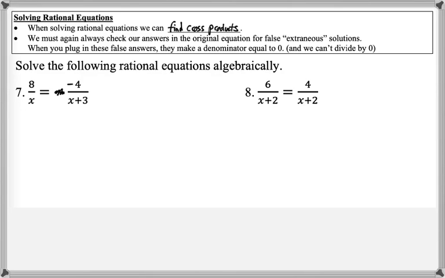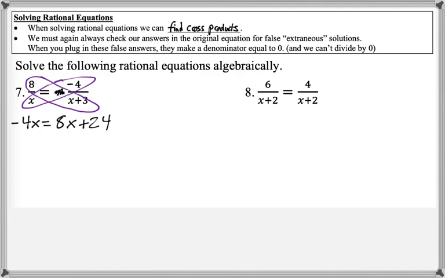So now I'm ready to find the cross products. So I'm going to cross multiply, and negative 4x is equal to 8x plus 24. So make sure that you distribute the 8 to both the x and the 3.